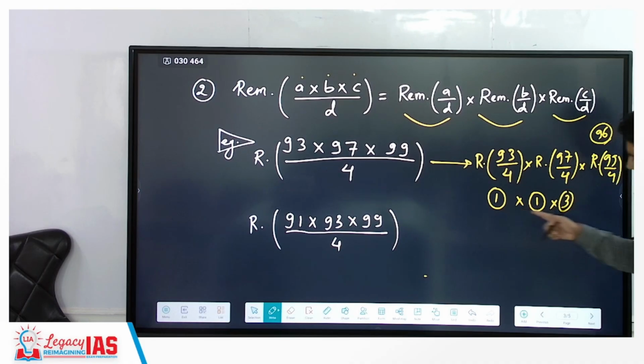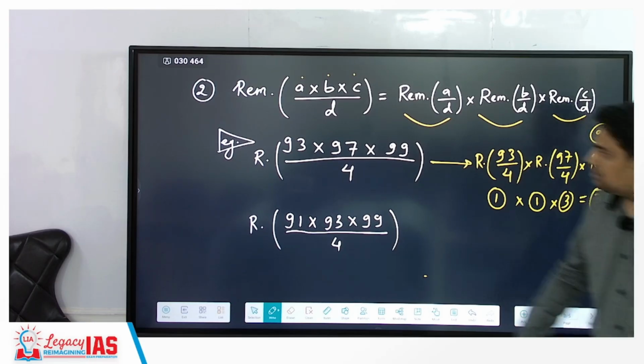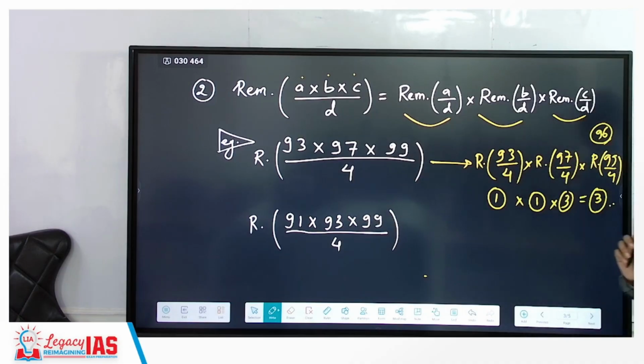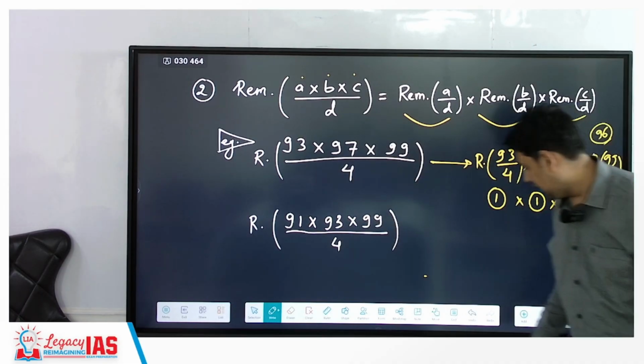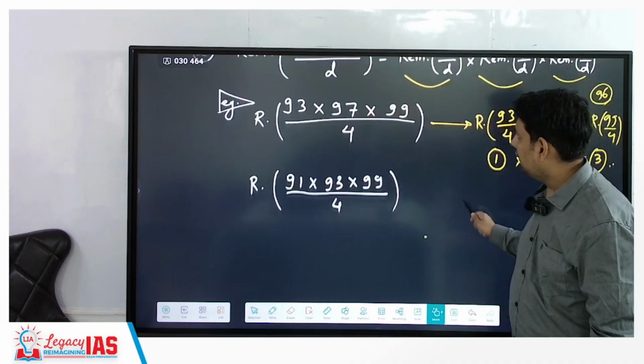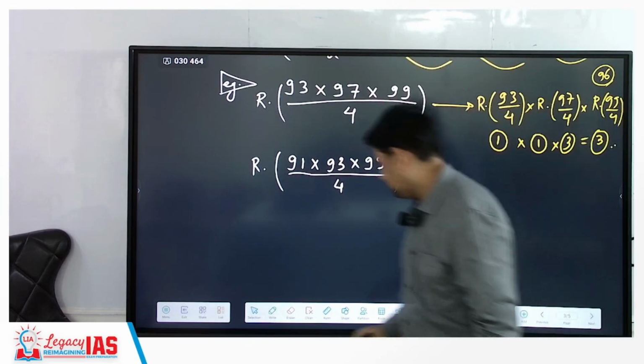Now you multiply them as they are. So you get 1 into 1 into 3. What you got? 3. This 3 is the final remainder. You need not multiply all of them like this. Understood? Then let's try this one.